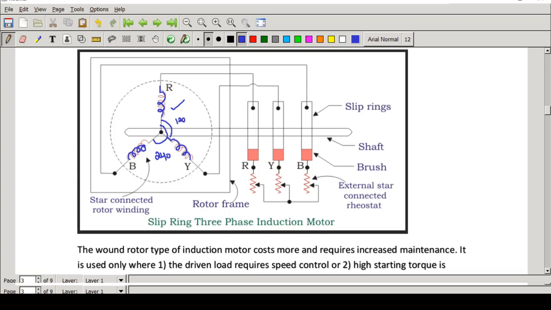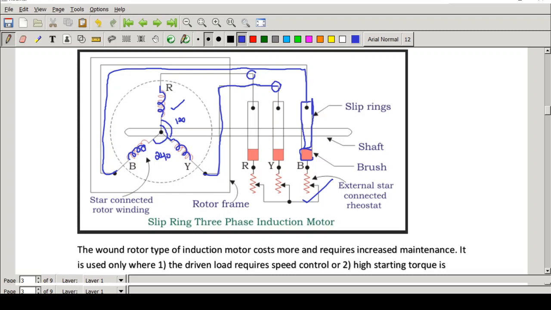Now here you can see that there are three terminals. See here, this is the first terminal, and this is the second terminal. And from here, this is the third terminal. So these three leads from the rotor are connected to three slip rings. You can see this rectangular box, and from there it is connected to a brush, and from the brush it is connected to an external resistor.